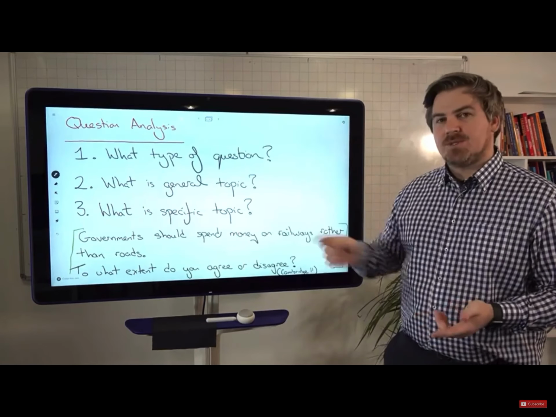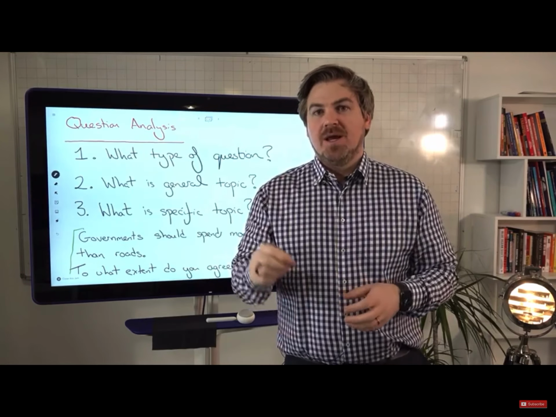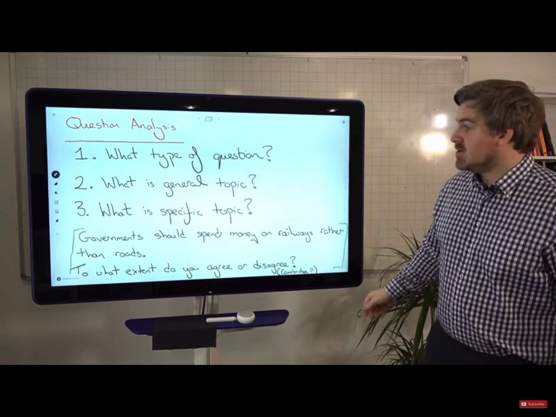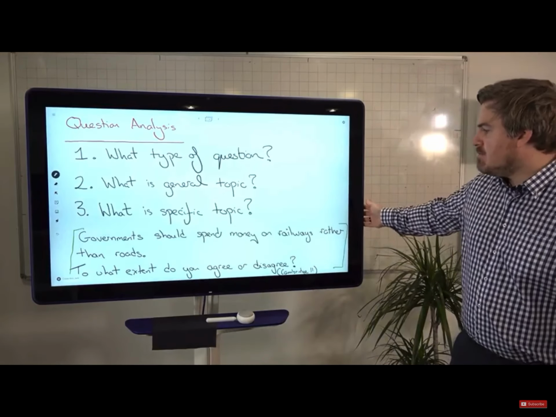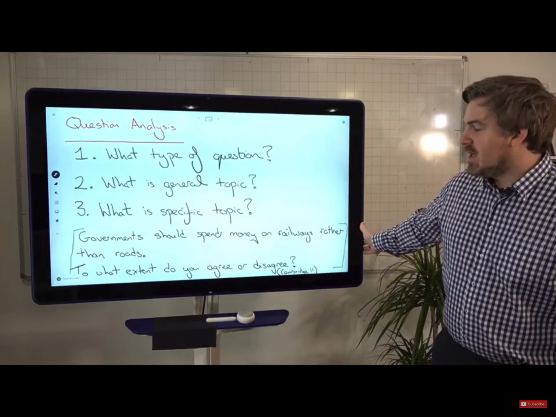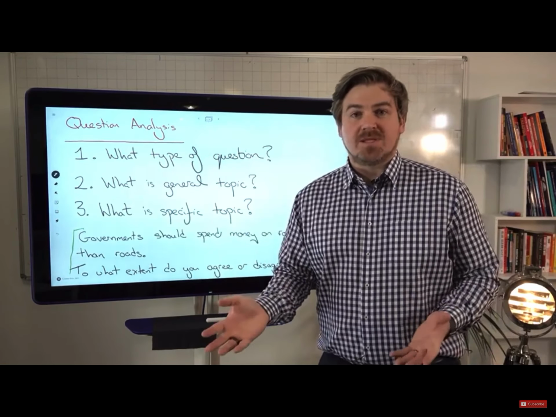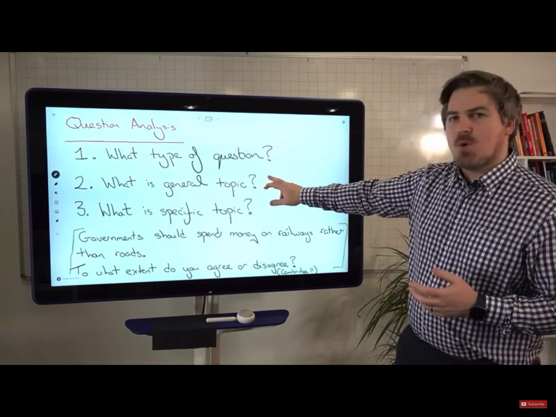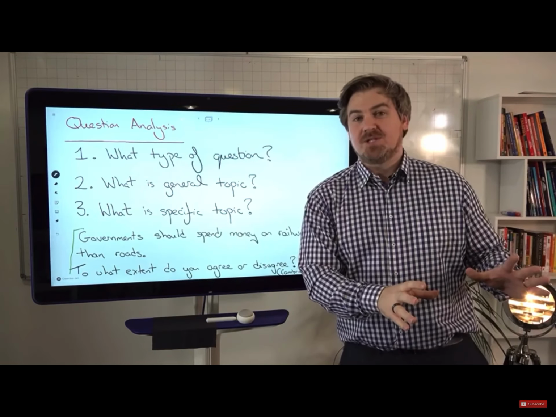You need to understand what the general topic is so that you can then drill deeper down and focus on the specific thing that they're asking you. So have a look at this and think about what the general topic is. Governments should spend money on railways rather than roads. So what is the general topic? The general topic is government spending. If you just wrote everything you know about government spending in relation to railways and roads and infrastructure in general, you're not really answering the question. But it's important that you understand what the general topic is so that you don't write about that generally.